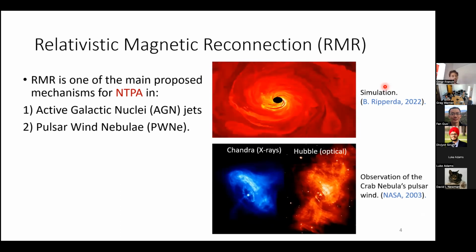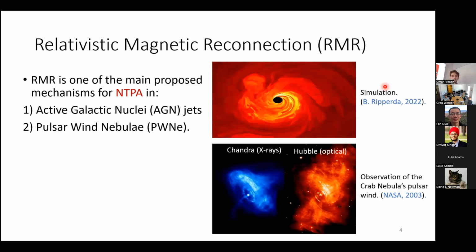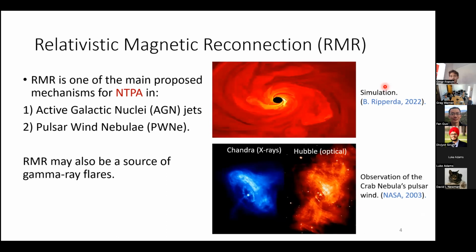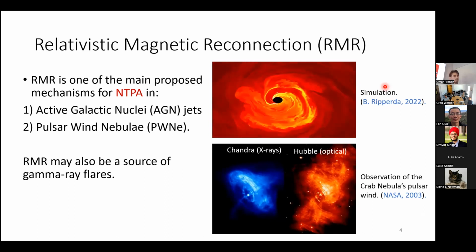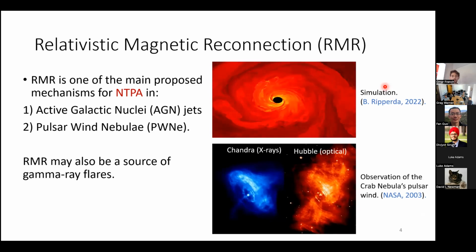However, there are scenarios where non-relativistic reconnection may be relevant that are ubiquitous to the universe, maybe much closer to home, such as in the solar corona and the Earth's magnetotail and many other astrophysical systems. Relativistic magnetic reconnection may also be a source of gamma ray flares, which is an exciting frontier in trying to understand the origin of those. It's still one of the great mysteries in astrophysics.